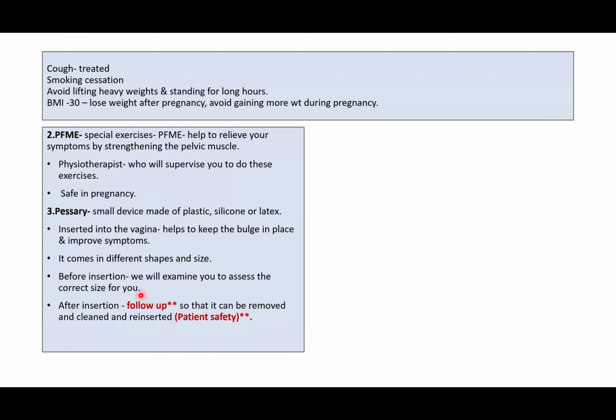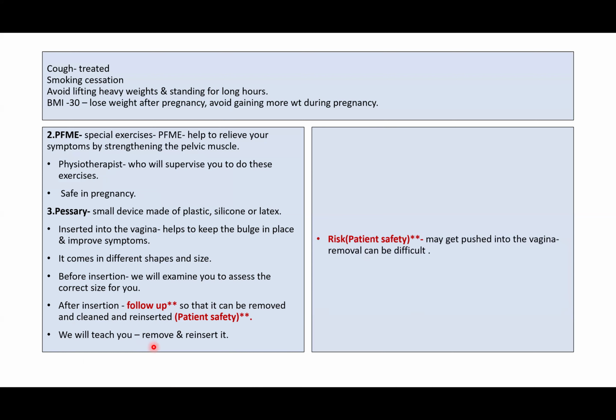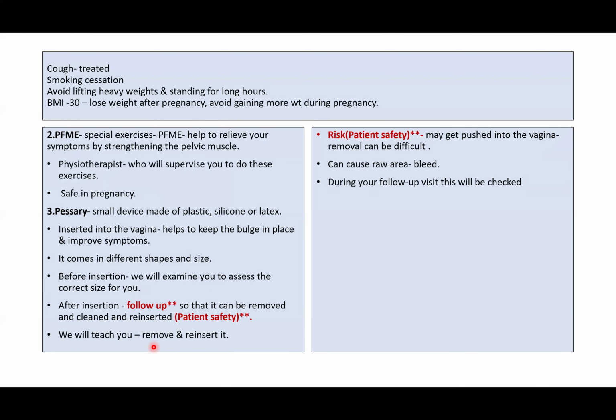So after the insertion, we have to ask you to come for the follow-up so that it can be removed and cleaned and reinserted. We will teach you how to remove and reinsert it. Then tell her about the risks. This is the patient safety. What happens with the pessary? It may get pushed into the vagina. Sometimes removal can be difficult. It can cause a raw area which can bleed. And during your follow-up visits, this will be checked.